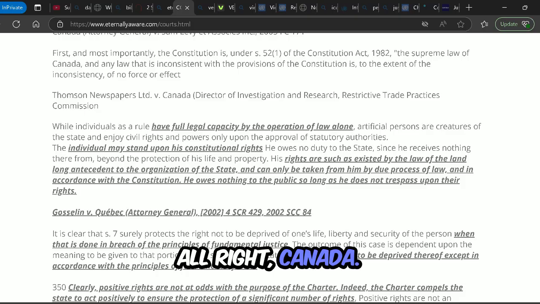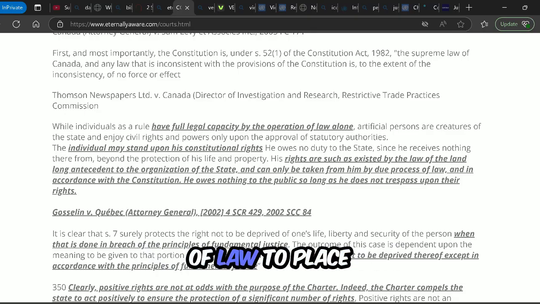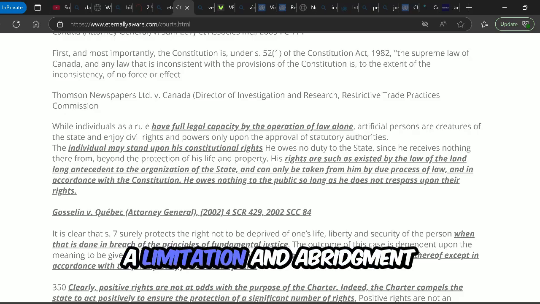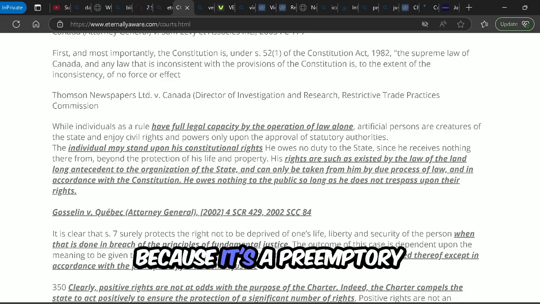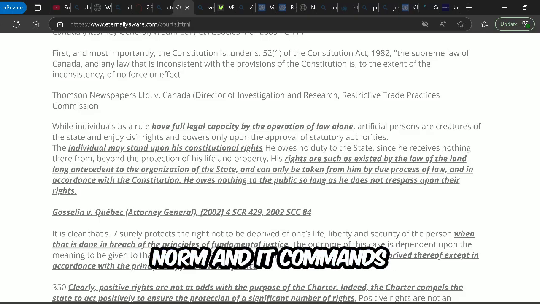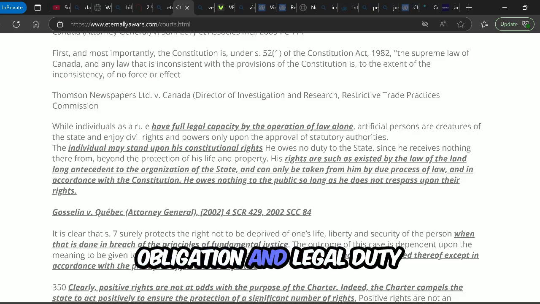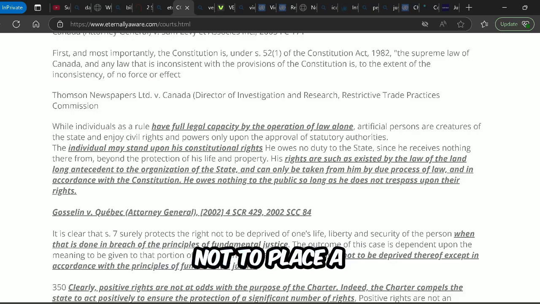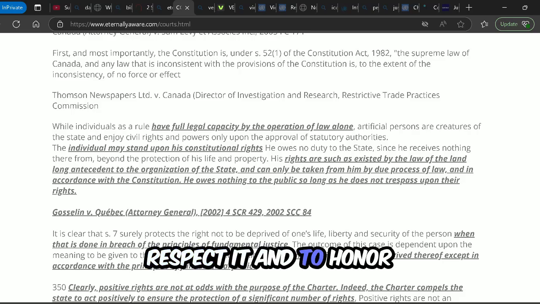All right, Canada. All right, state party. Do you have a due process of law to place a limitation and abridgment upon Article 16? No, you don't, right? Because it's a peremptory norm. And it commands automatic legal obligation and legal duty not to place a limitation, not to place an abridgment, but to respect it and to honor it.